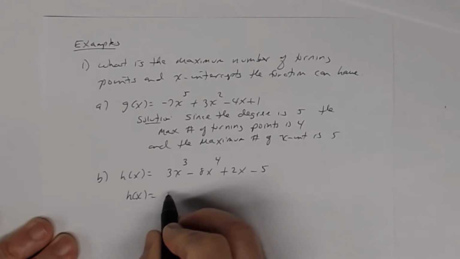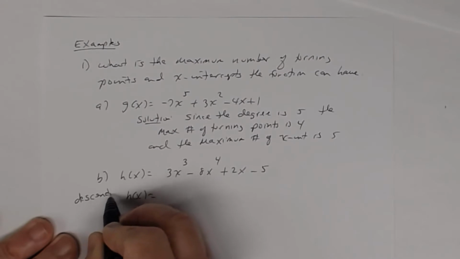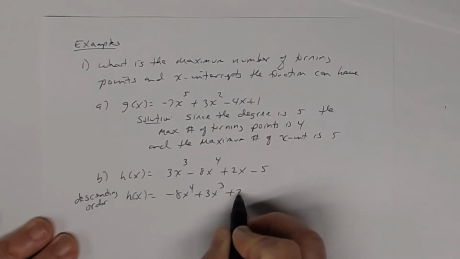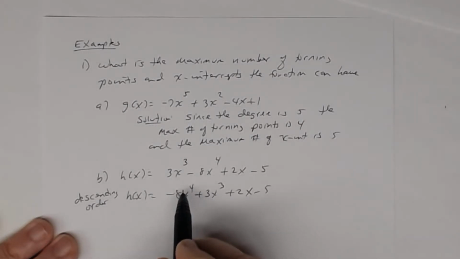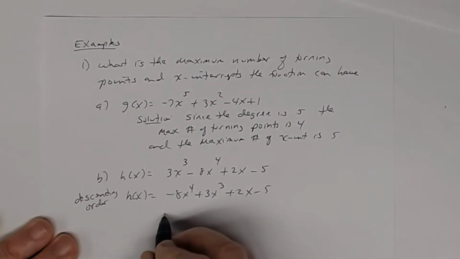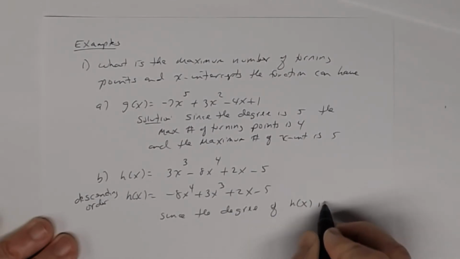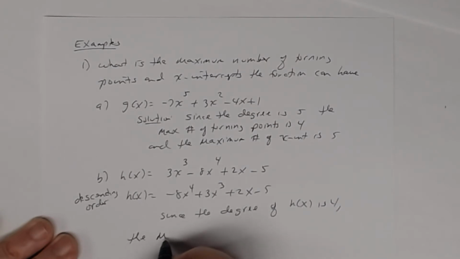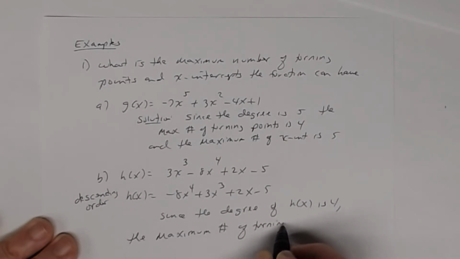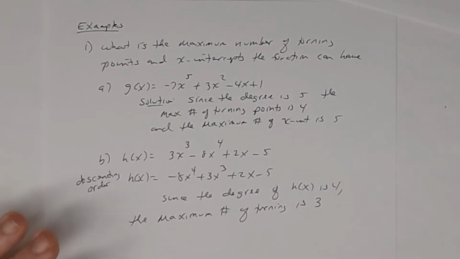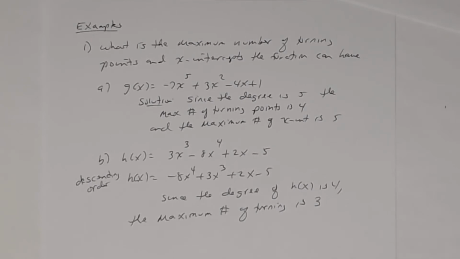So notice that h of x in descending order is negative 8x to the fourth plus 3x cubed plus 2x minus 5. And then you could see that the degree of the polynomial is 4. So since the degree of h of x is 4, the maximum number of turning points is always one less. So it's 3. The maximum turning points you can have is 3. So you can have 3, you can have 2, or 1. Okay? So the maximum number of turning points is 3.